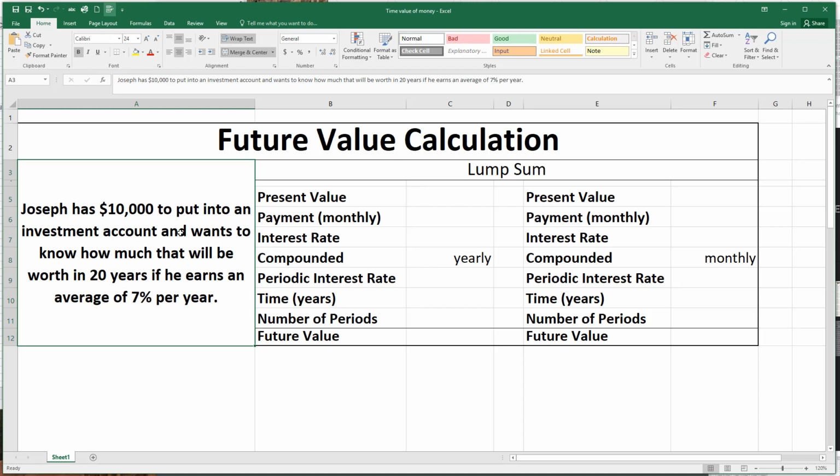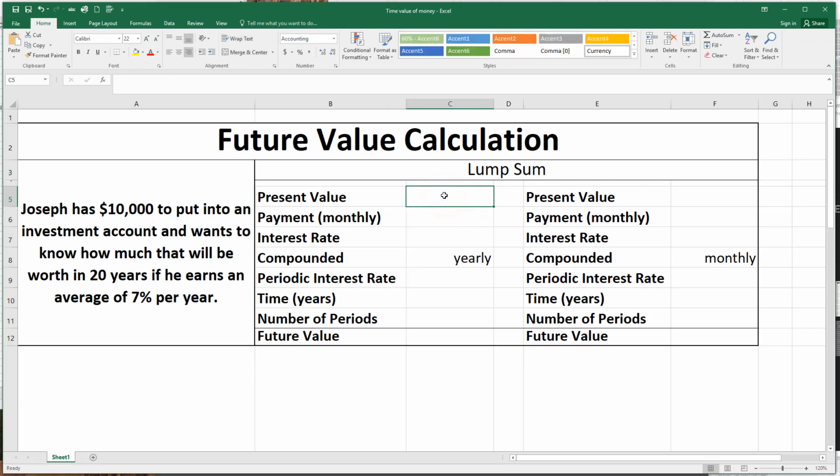So our scenario here is that Joseph has $10,000 to put into an investment account and wants to know how much that will be worth in 20 years if he earns an average of 7% interest per year. Okay, so I want to set things up first. So we're going to do one calculation where that interest is compounded yearly and one where it is compounded monthly. So let's start off with yearly first.